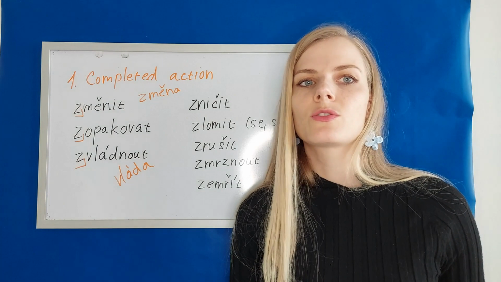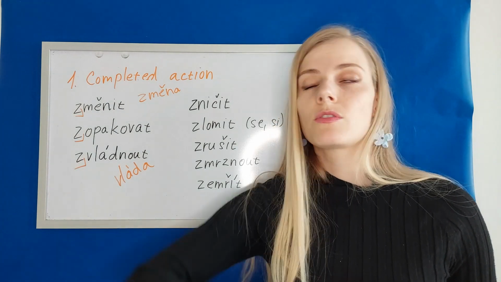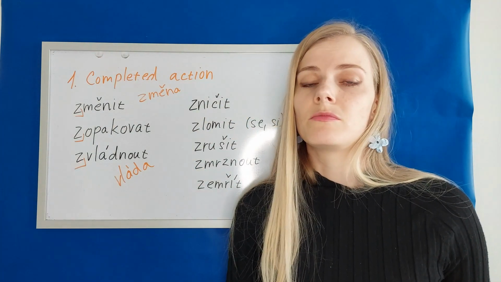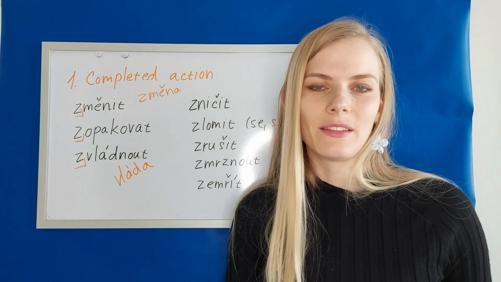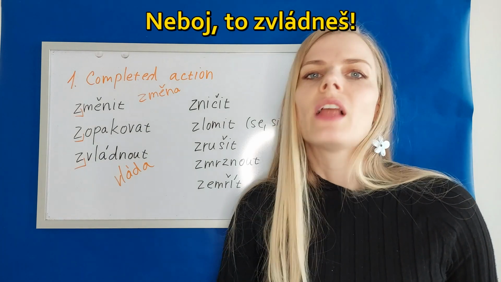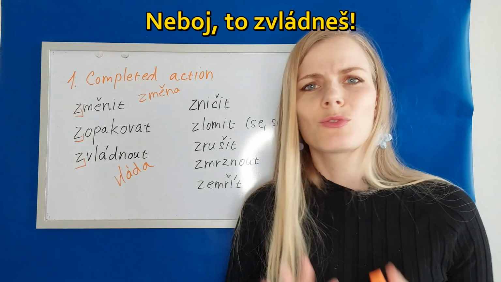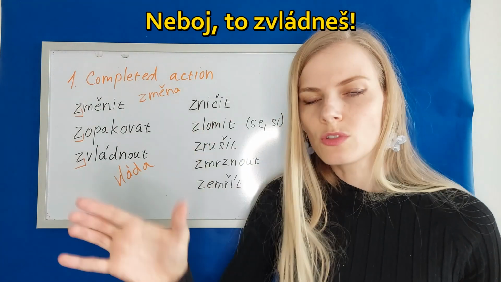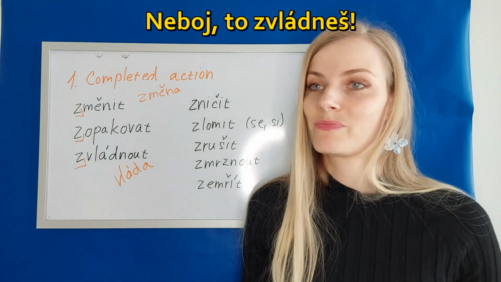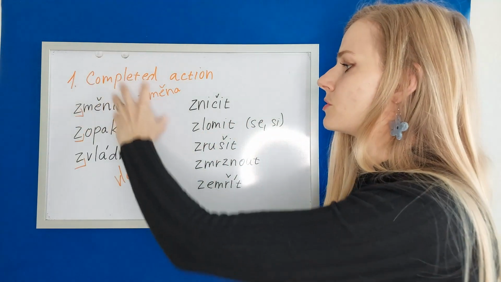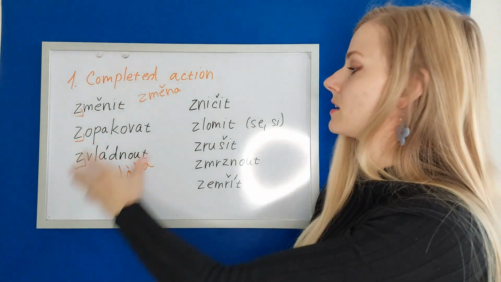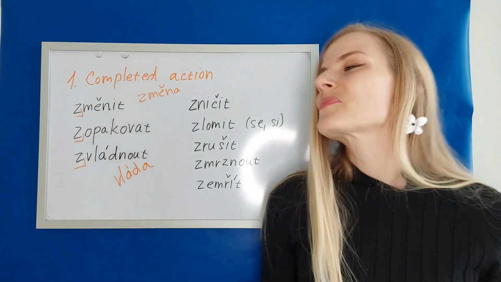Imagine your friend is traveling overseas, really, really far away. They're nervous. You can tell them, neboj, to zvládneš. Don't worry, you will manage. Neboj, to zvládneš. So, to zvládneš is you will manage. So these were kind of neutral or positive meanings, and these are a little bit negative.